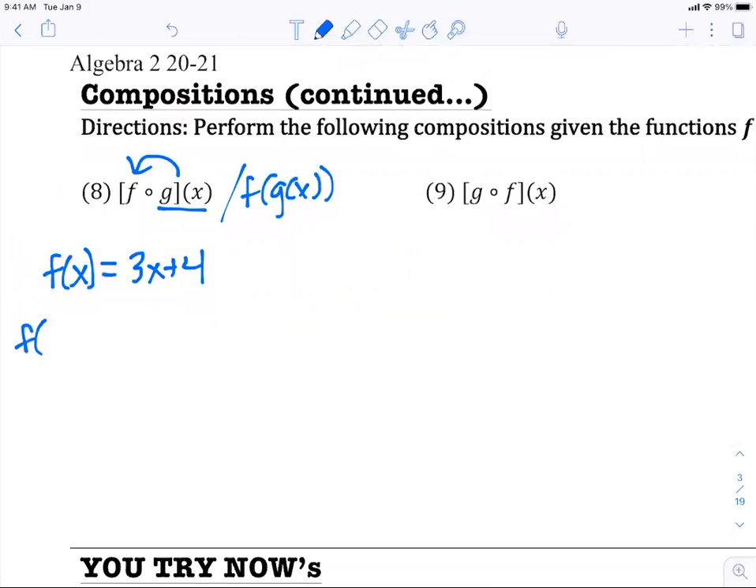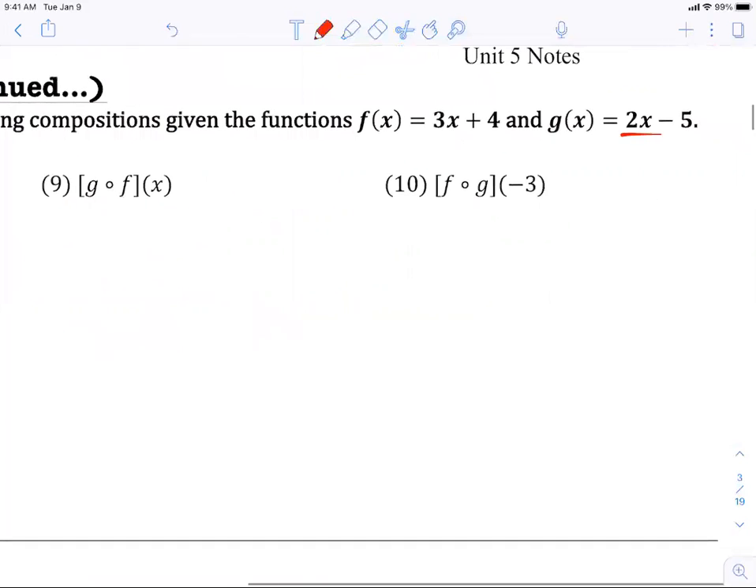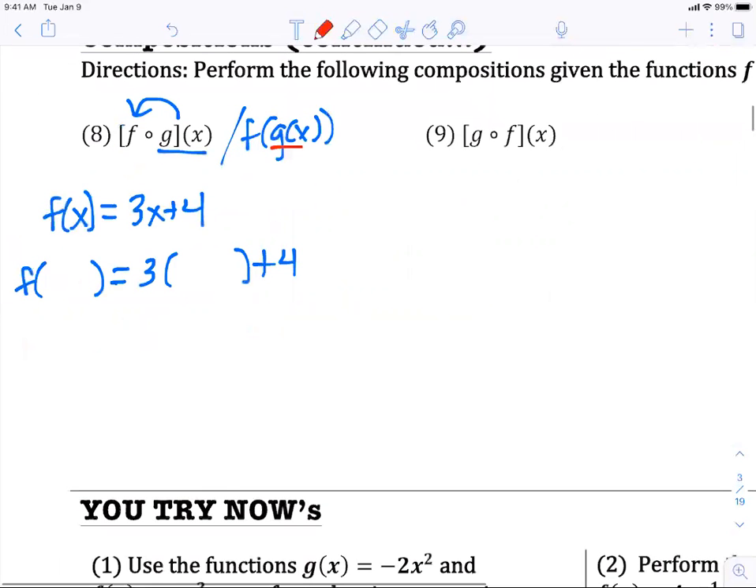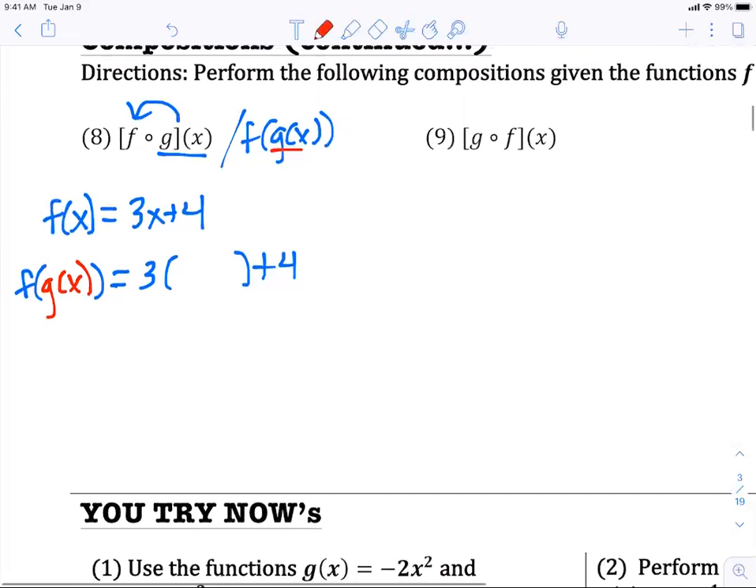So our goal right now is to take whatever g of x is, which like we said was 2x minus 5, and that's going to get plugged in. You don't have to write it there. Usually we'll just write the second function. So I'm going to take g of x, 2x minus 5, and plug that into our function. And away we go.